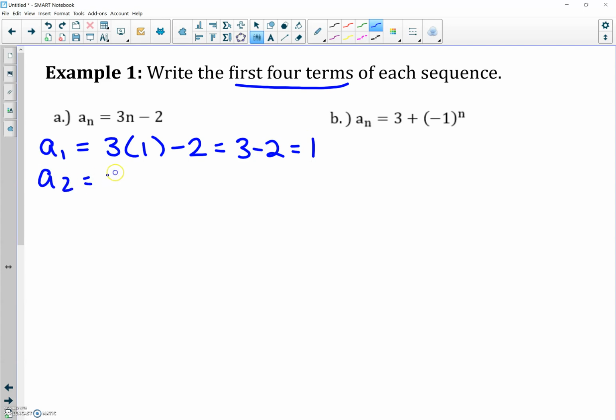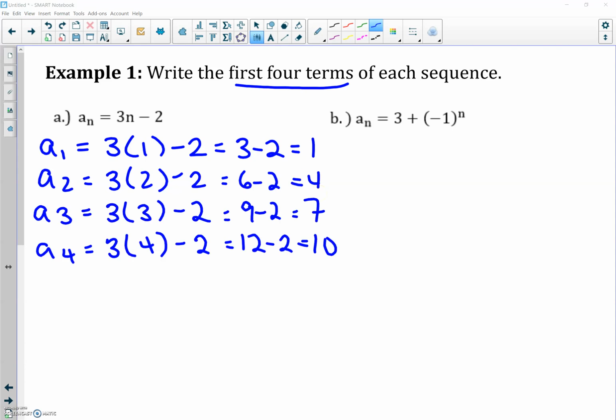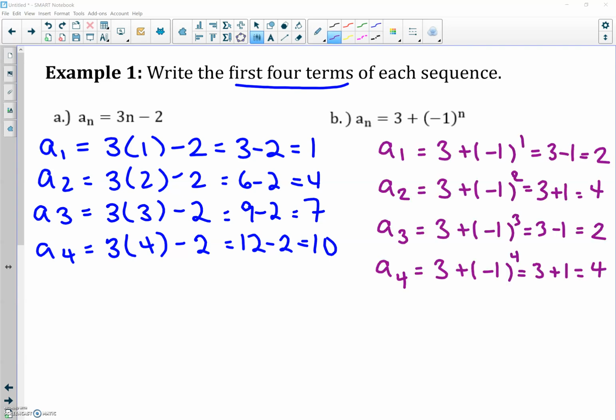A sub 2, the second term, 6 minus 2, 4. The next 2 terms in the sequence are, the third term is 7 and the fourth term is 10. All right, part B. Go ahead and pause this and try this example. The first 4 numbers in this sequence in part B are 2, 4, 2, and 4.